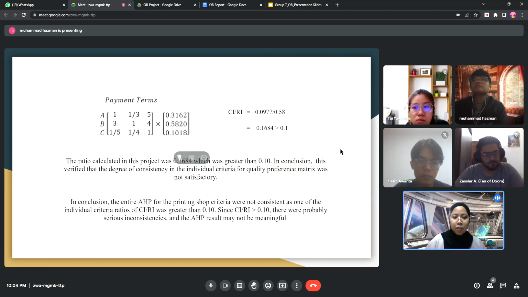However, for the payment terms, it is over 0.1. Therefore, the entire AHP for the printing shop criteria was not consistent, as one of the individual criteria ratios of CI over RI was greater than 0.1. Thus, we conclude that there might be a serious inconsistency in the data, and the AHP result may not be meaningful. Okay, that's all from me.